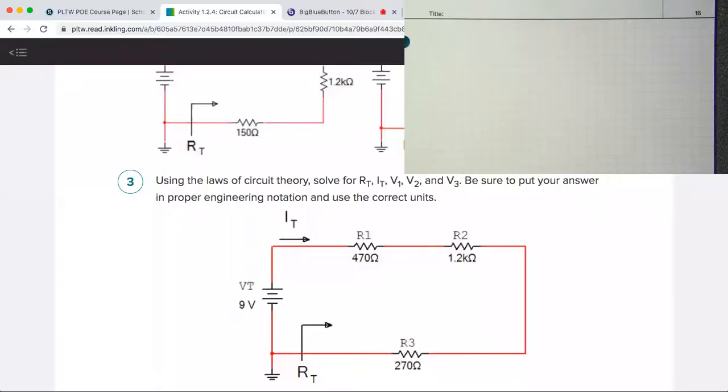Okay, I am recording a new video on Wednesday, October 7th, 2:04 p.m. This is Project Lead the Way, Principles of Engineering. I have one of the circuit calculations from assignment number 1.2.4. We've already done numbers 1 and 2 in class. I made some videos, maybe you've seen them. And this is going to be for number 3, which is solving this particular circuit.